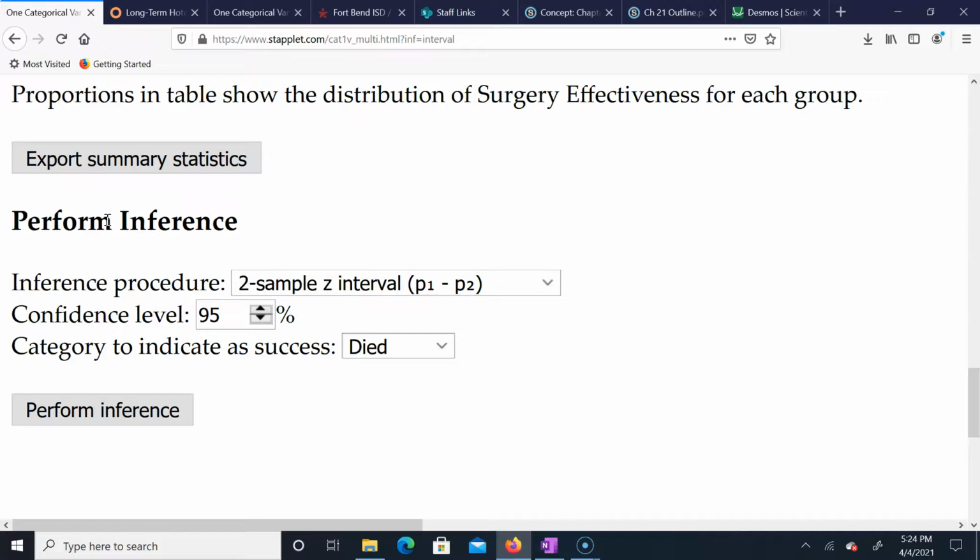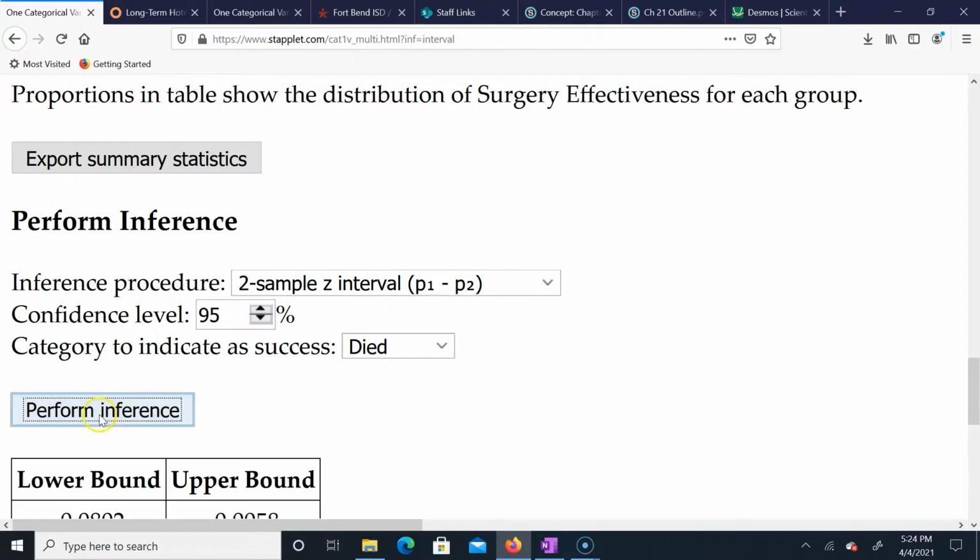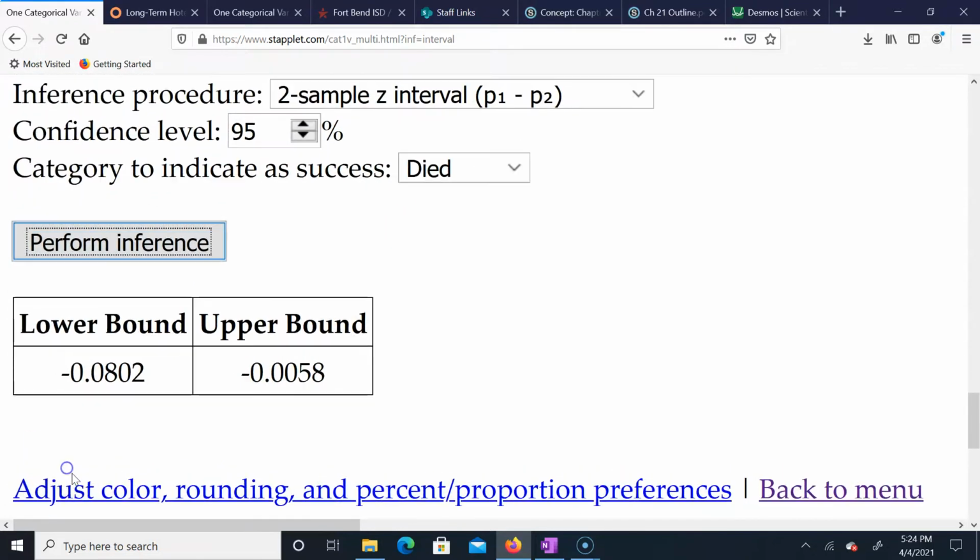That's what we were checking on. That's the key term we were looking for, the percentage that died. We want it to be lower, right? So we want the lower success rate there. So perform inference, and we get our same answer.